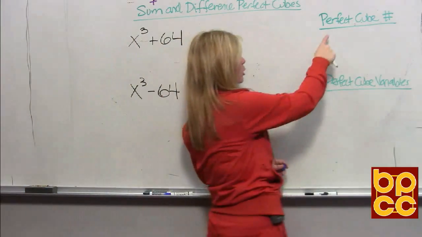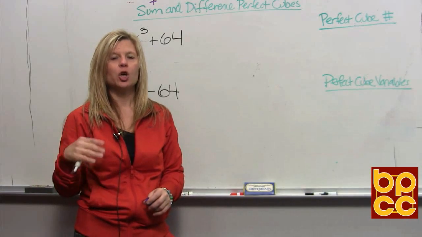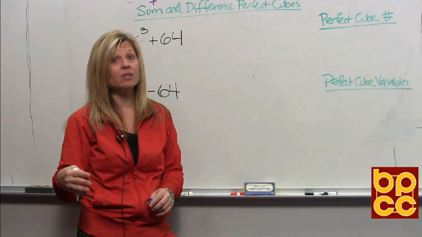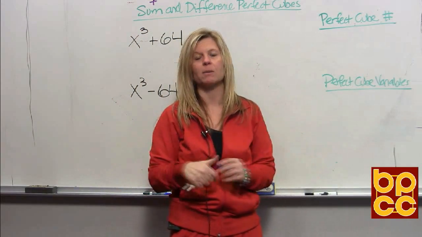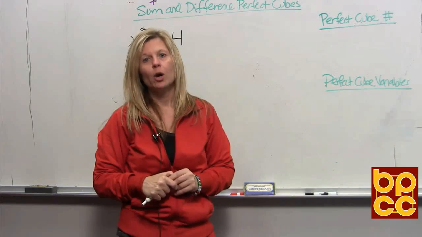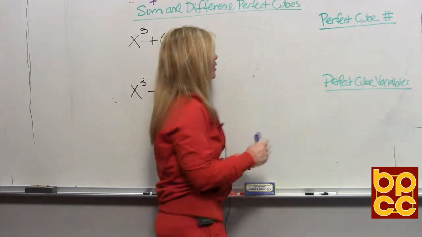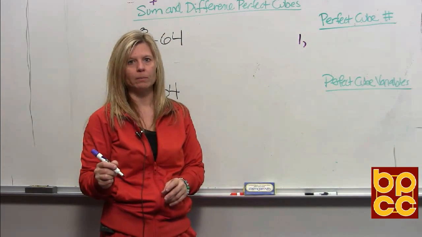Now the key is these are perfect cubes. What does cubing mean? Cubing means to multiply something 3 times. So the first thing we have to know is what numbers are perfect cubes in our arithmetic system. So let's go slow. We're going to make a list of the top 10 perfect cubes. The first perfect cube is 1, because 1 times 1 times 1 is 1.